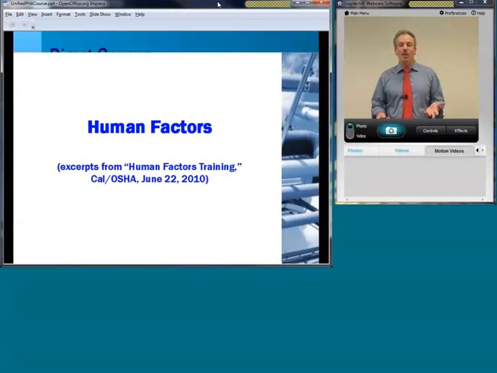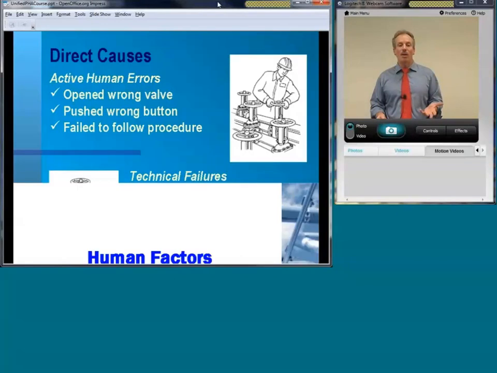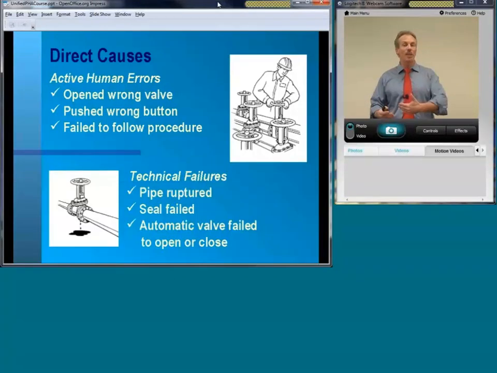Direct causes can be opening a wrong valve, pushing a wrong button, or failing to follow a procedure. These are errors of commission or omission that can result in a potential hazard. These are things that you want to think about and, as appropriate, either couple them with technical failures or consider them in tandem with the technical failure.